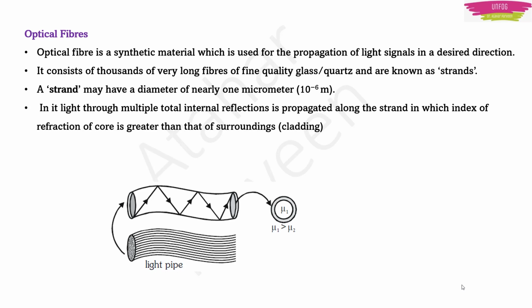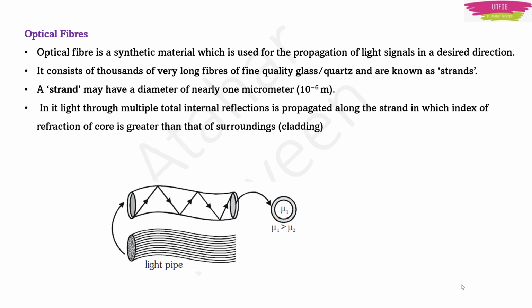Now what are optical fibers? As I told you, they are a synthetic material, and they consist of thousands of very long fibers of fine quality glass or quartz. Means these fibers are made of glass or quartz. These fibers are known as strands. One strand may have a diameter of nearly 1 micrometer. Micro means 10 to the power minus 6 meter. And light, through multiple total internal reflections, is propagated along this strand, in which the index of refraction of the core is greater than that of the surrounding.